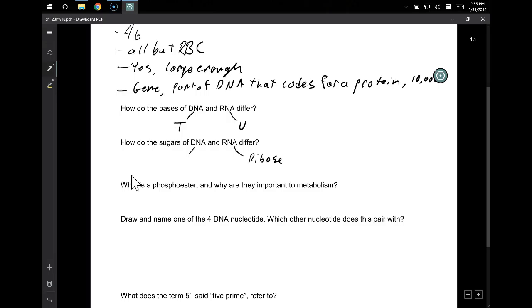Carbon 2 of DNA has hydrogen and has no hydroxyl group on it. Missing an oxygen.